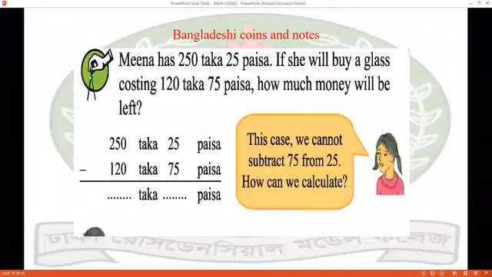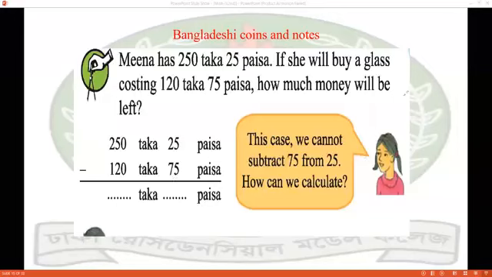So there is another math. Mina has 250 taka and 25 paisa. If she buys a glass costing 120 taka and 75 paisa, how much money will be left? Here you have to find out how much money will be left. So this is a subtraction type problem. At first we write 250 taka and 25 paisa and 120 taka and 75 paisa. At first we subtract it.